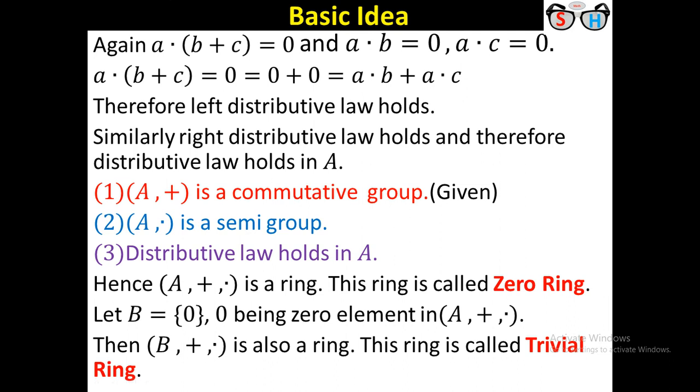So what is the difference between the zero ring and the trivial ring? Actually, the trivial ring is a subring of the zero ring. A zero ring means capital A contains more than one element. It contains finitely many or infinitely many elements, but the product of any two elements must be 0. But in a trivial ring, the set contains only one element, the singleton set {0}. B contains only the 0 element.